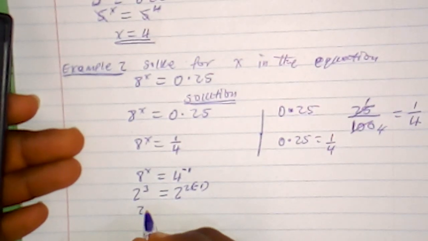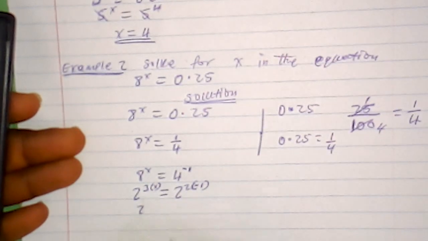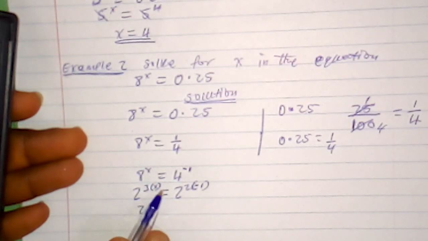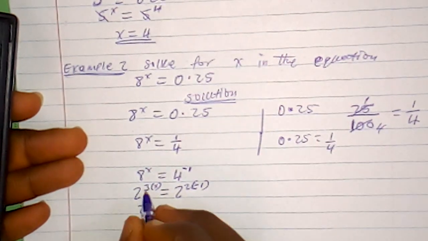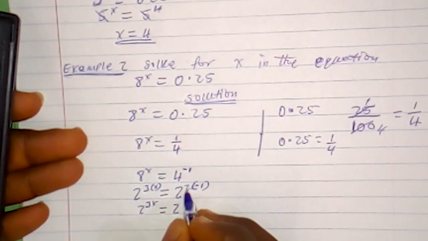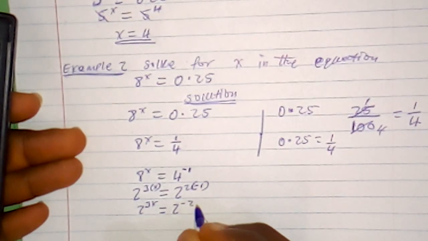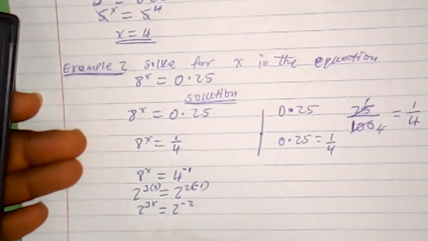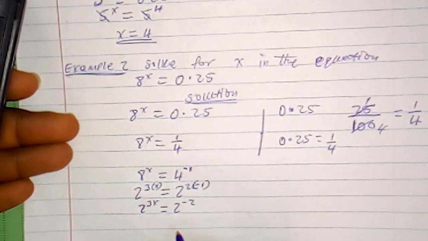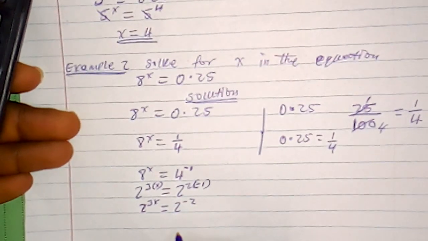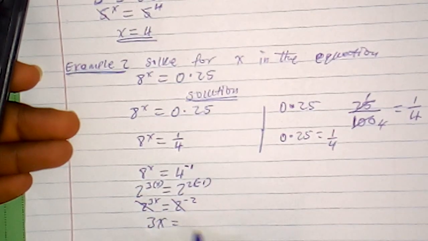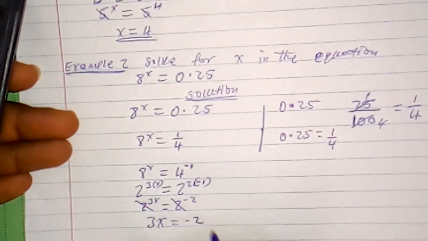Now we go 2 raised to the power, sorry, bracket x here. Good, because this power 3 meets this x, so the x should be in brackets, right? So 3 times x gives you 3x, equals 2 raised to the power 2 times minus 1, which gives you minus 2, right? Now what are we going to do? Now the bases are the same. The second step of solving an exponential equation says we should eliminate the base and equate the powers. So this cancels this. We equate the powers. 3x equals minus 2. Do you see?